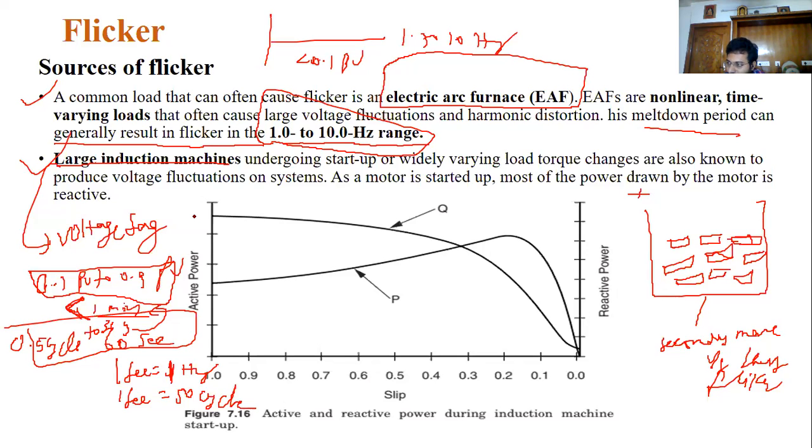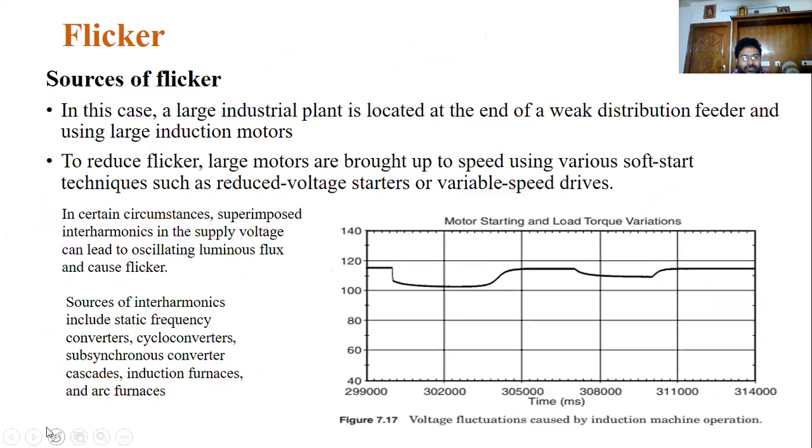Suppose we want to eliminate these flickers or voltage dips in the system. We use some starters to start the induction motors, such as star-delta starters or auto transformers. But because of using those devices to start the induction motor, that will also lead to some problems. What is that problem? It will lead to some harmonics. What type of harmonics? Interharmonics.